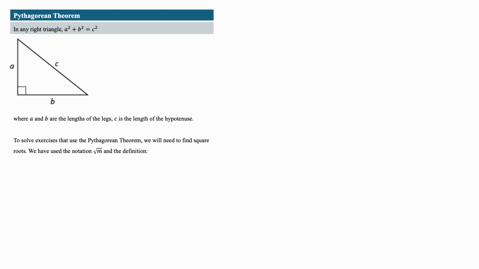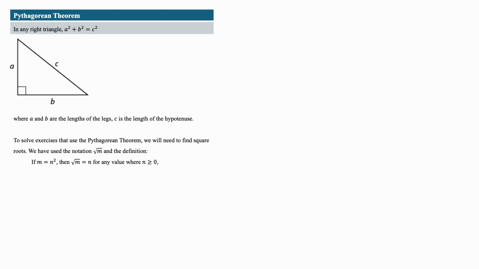We have used the notation, the square root of m, and its definition. So if m is equal to n squared, then the square root of m is simply n, for any value where n is greater than or equal to 0, because remember, we cannot have a negative square root. It is considered undefined.